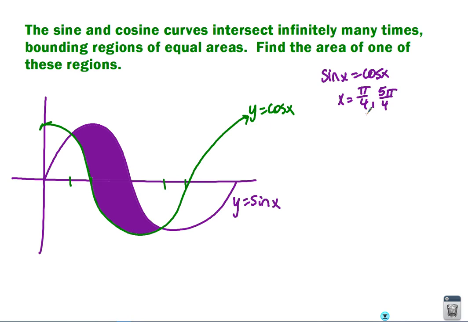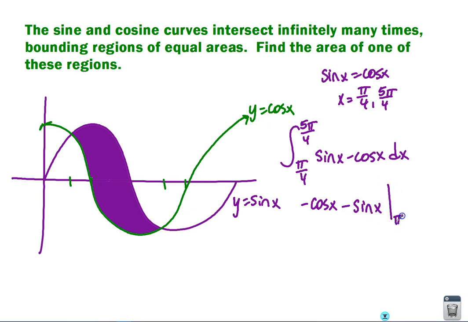Hopefully we remember this. Now, since I'm finding the area of just this curve right here, which curve is on top? Well, that looks like the sine curve with the cosine curve underneath. So my area is going to be the integral from pi over 4 to 5 pi over 4 of sine of x minus the cosine of x dx. Okay, so to continue this on from here, I just take the integral. The antiderivative of sine of x is going to be negative cosine x. Antiderivative of cosine is sine, so negative cosine x minus sine of x from pi over 4 to 5 pi over 4. I'm going to plug that in.